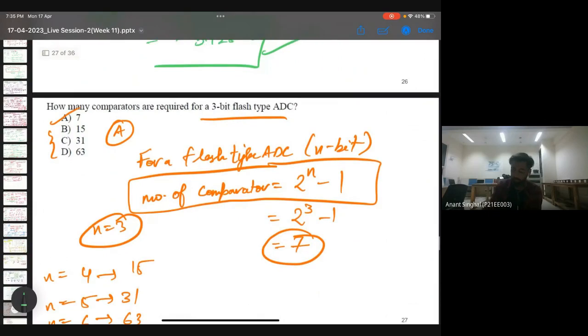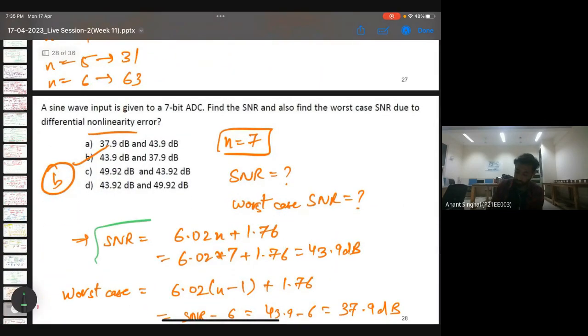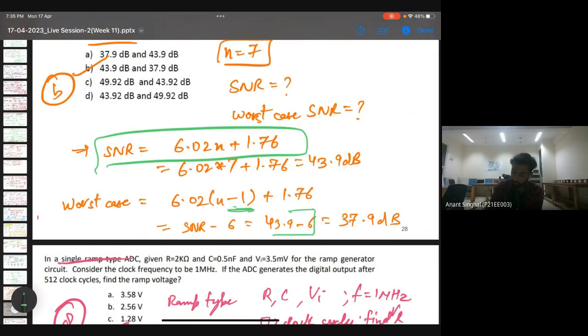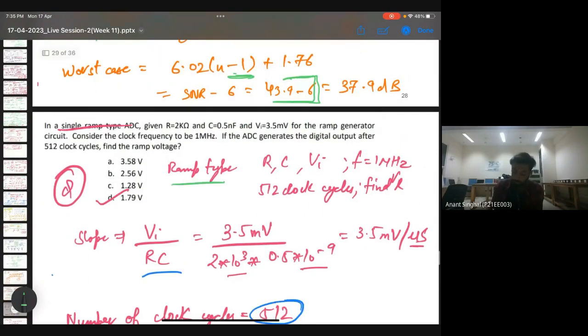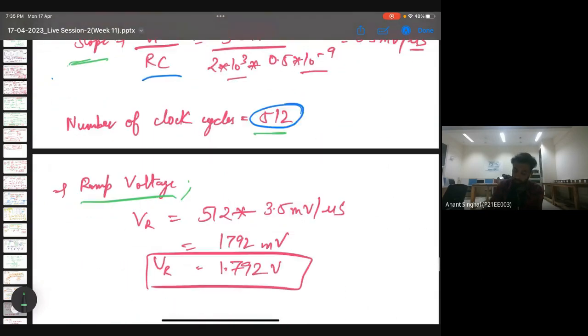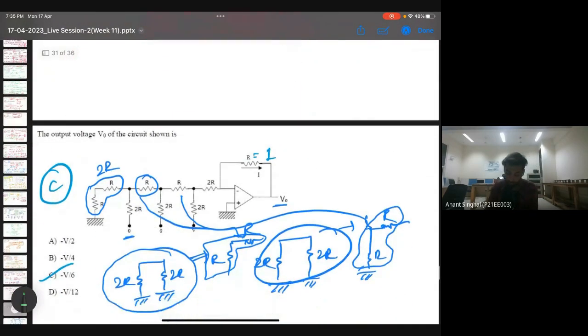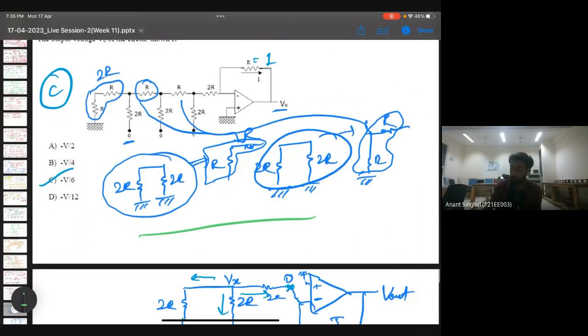Again, comparator, I've already told you this is the formula. SNR, this is the formula, and for the worst case SNR, we'll just remove one bit or we'll do minus 6. Then for a ramp type ADC, we have calculated the slope and the corresponding clock cycles will get multiplied to get the ramp voltage. Similarly, this output voltage is shown. So we have calculated some circuitry part here also.